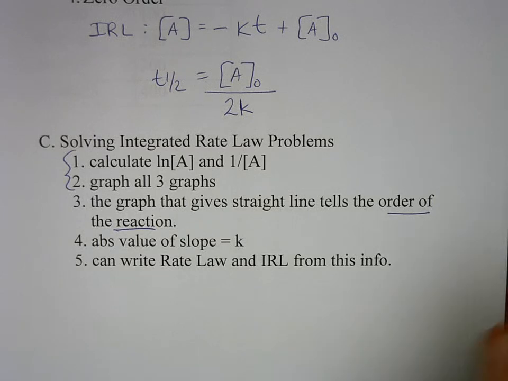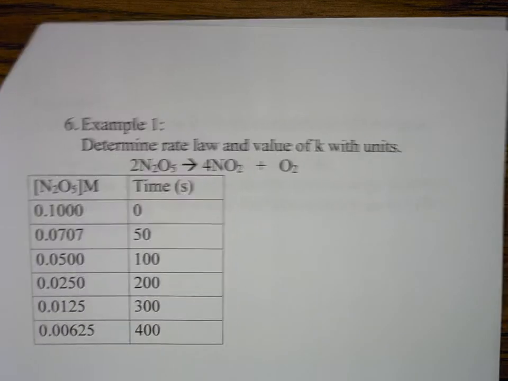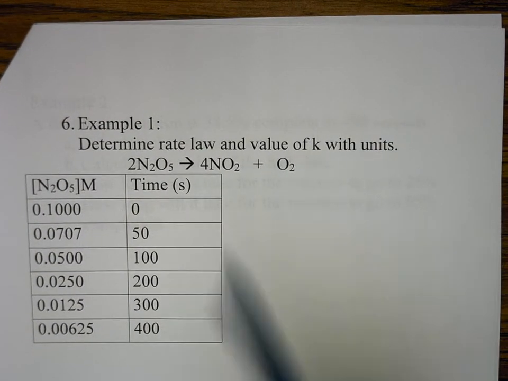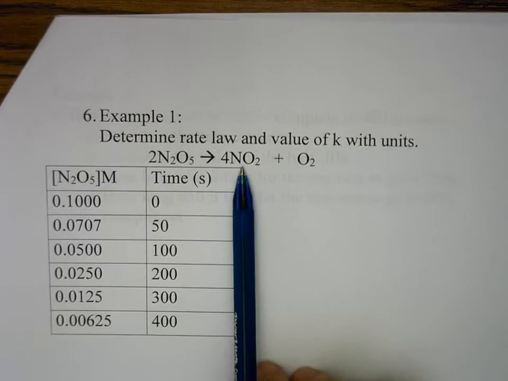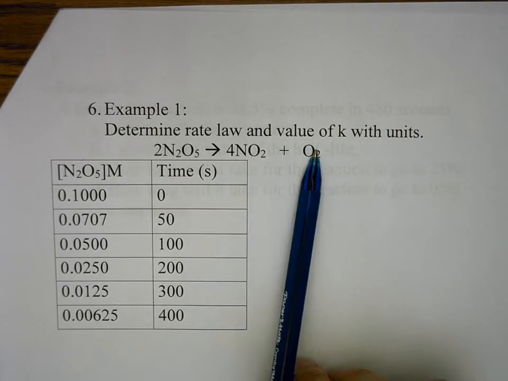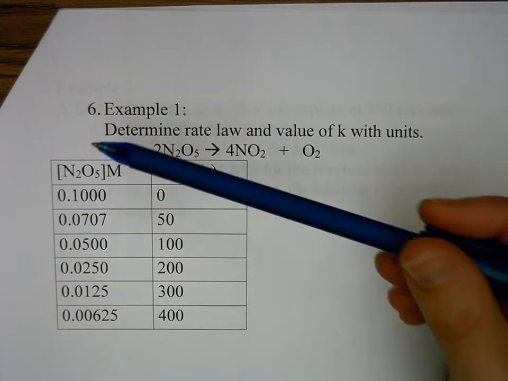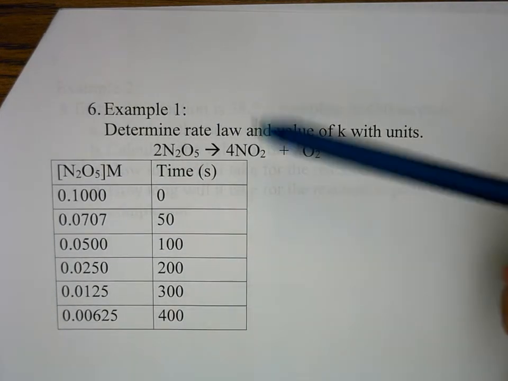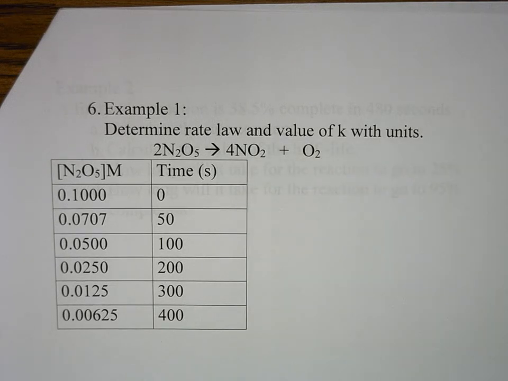All right, so let's go through all those steps, and I'll show you how to do it on your calculators too. So here's the example. Go ahead and write this down. We've got this equation, 2N2O5 as my reactant, and on the product side, 4NO2 and O2. I have a concentration of N2O5 at all of these different times, and so we need to figure out what the order of the reaction is first.